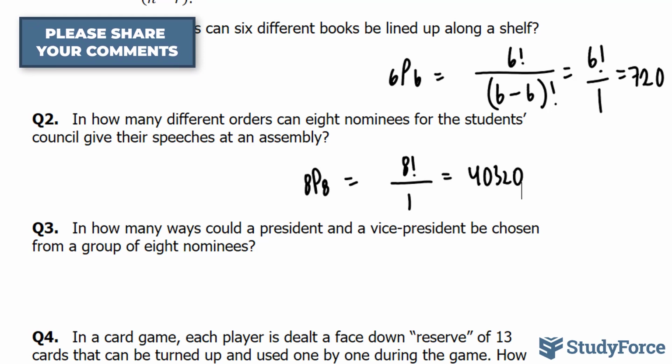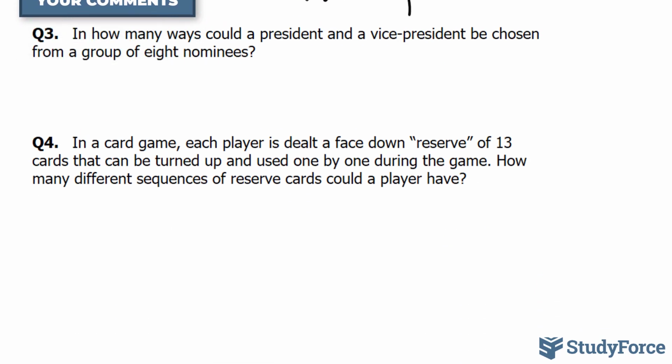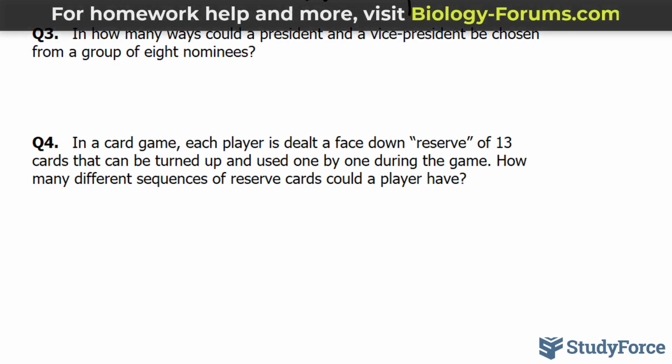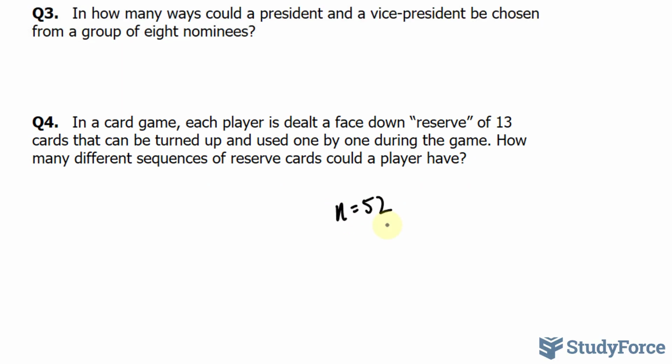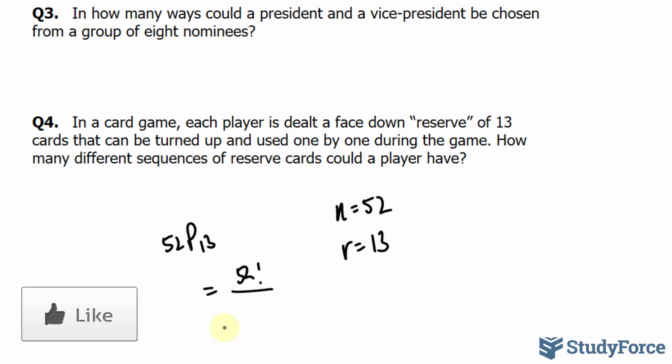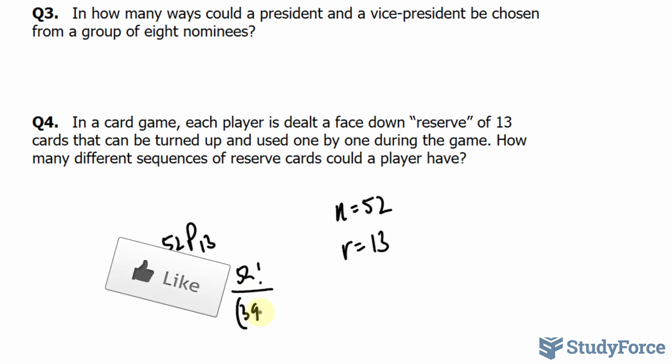And finally, in our last question, we're asked, in a card game, each player is dealt a face-down reserve of 13 cards that can be turned up and used one by one during the game. How many different sequences of reserve cards could a player have? Now, to answer this question, you need to know that a deck of cards consists of 52 cards. And we're picking 13 out of those, so r is equal to 13. We have 52 pick 13. Now, setting this up using the formula that was given to us originally, we have 52 factorial over (52 minus 13), that's 39, 39 factorial.